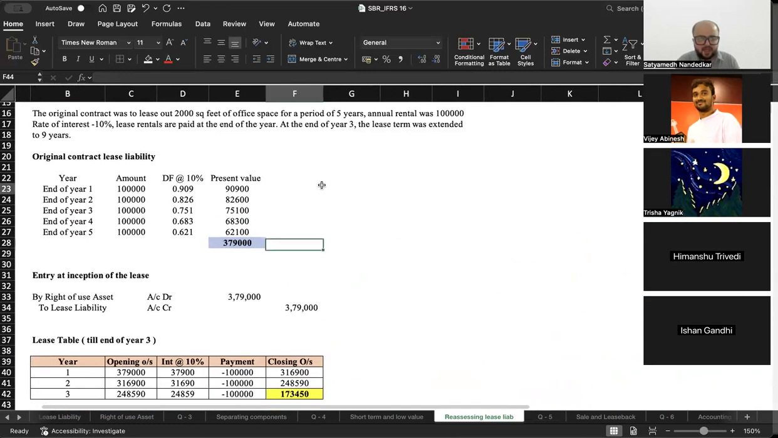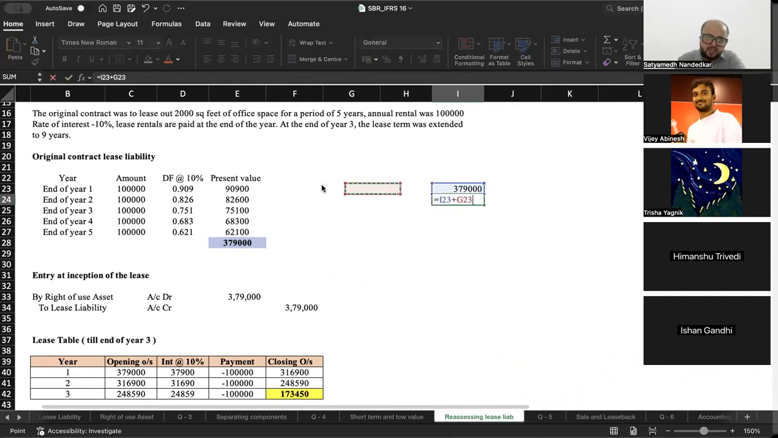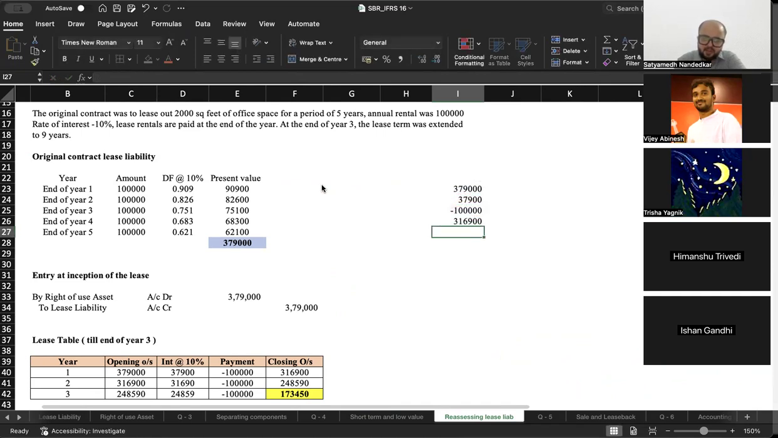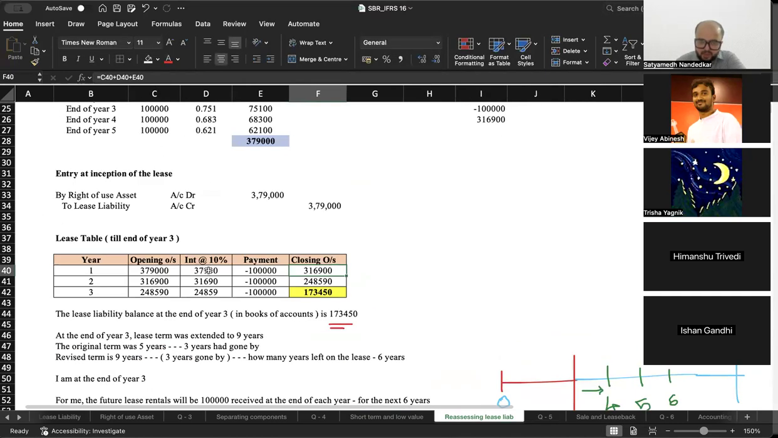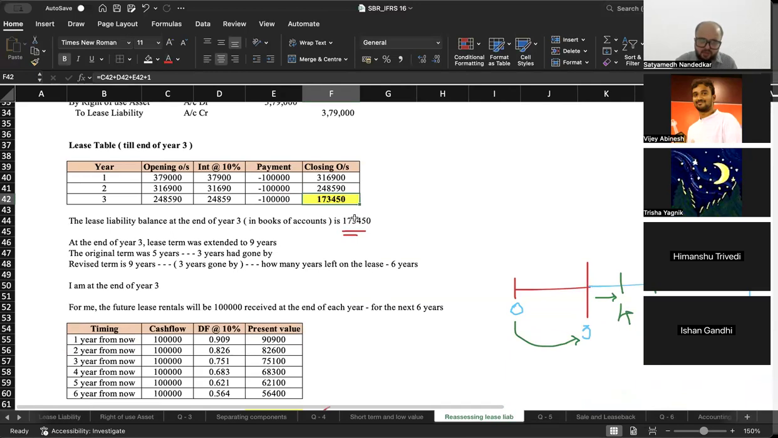See, where did I start? I started my lease liability at 3,79,000. Okay. To this 3,79,000, I added this into 10%, I added this much interest, then I subtracted 1 lakh. ठीक है. How much was the balance at the start of the second year? 316,900. ठीक है. So year one के end पे closing balance कितना था? 316,900. 10% interest, 1 lakh का lease payment. 10% interest, 1 lakh का lease payment. How much is the closing outstanding? The closing outstanding is 173,450. अब लीज लाइबिलिटी at the end of year three in books of accounts is 173,450.